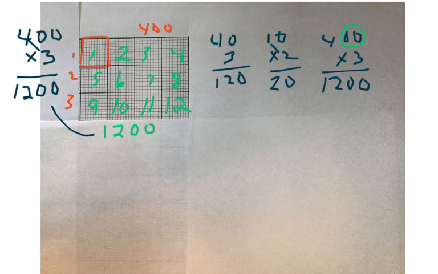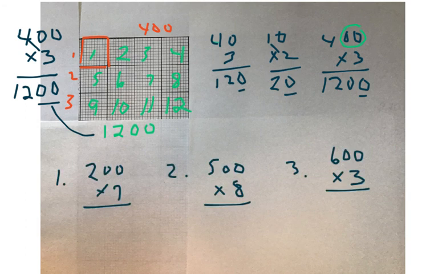So now when we multiply by hundreds, we got to have 2 zeros. We multiply by tens, we got to have 1 zero. Just like here, 1 zero in tens. 2 zeros in hundreds when you multiply by 100. So I've got 3 problems down here that we need to work. We did an example up here. 400 times 3 is 1200.